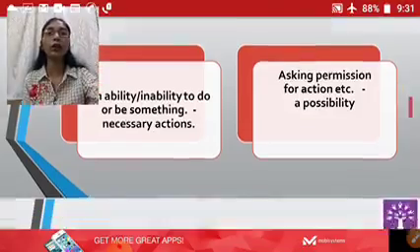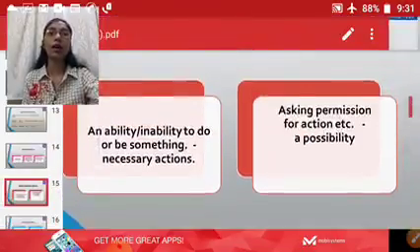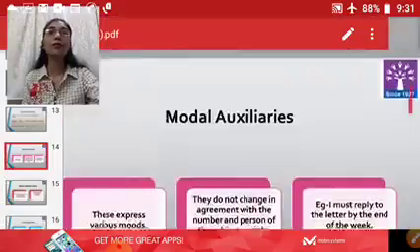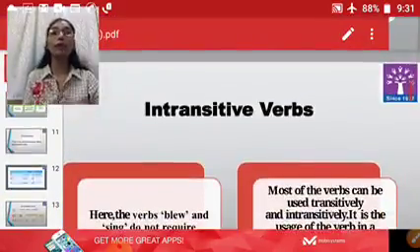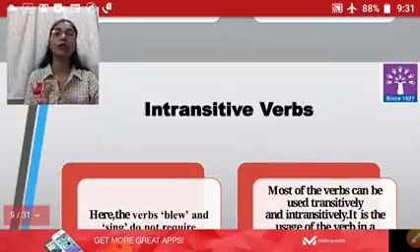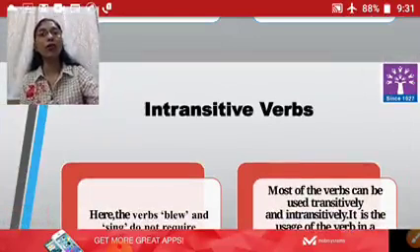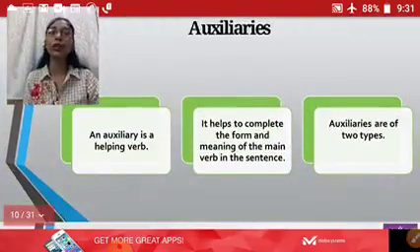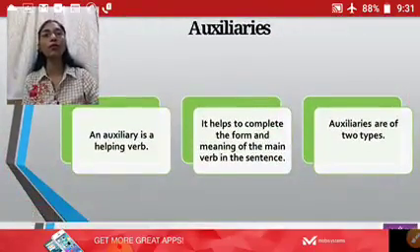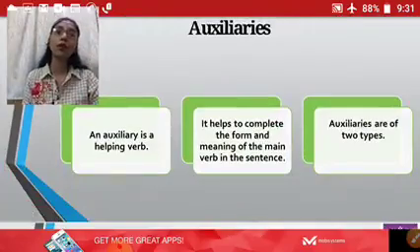I hope we all have understood what finite verbs are and their three main classifications, which are transitive verb, intransitive verb and auxiliaries. Auxiliaries are again divided into two types: primary auxiliary verb and modal auxiliaries.